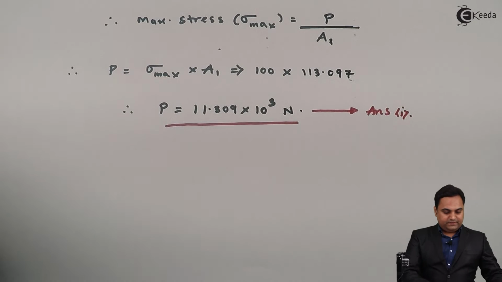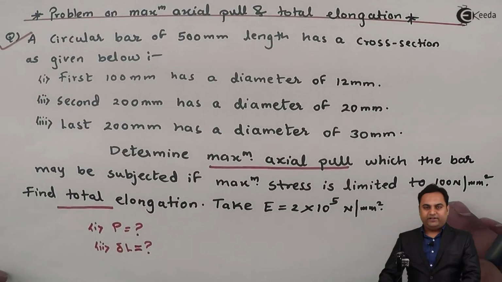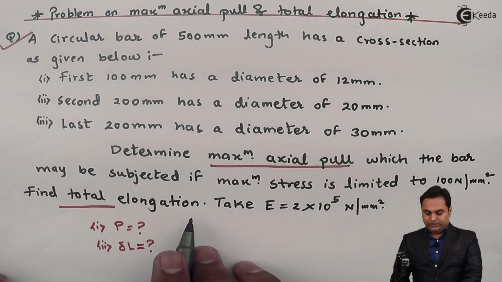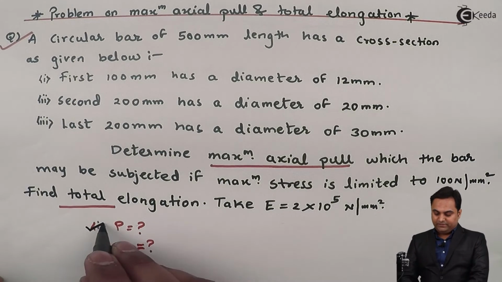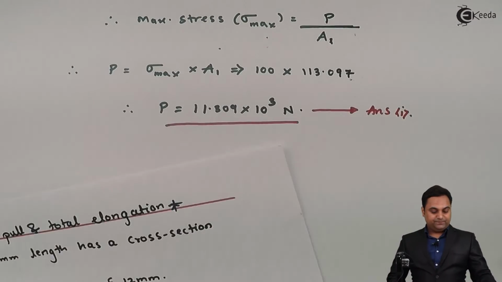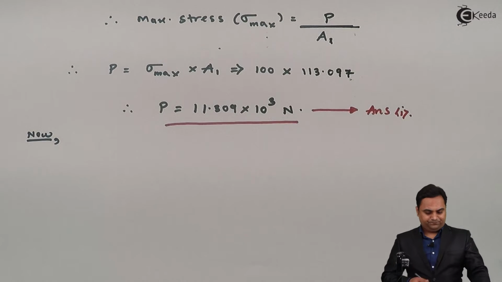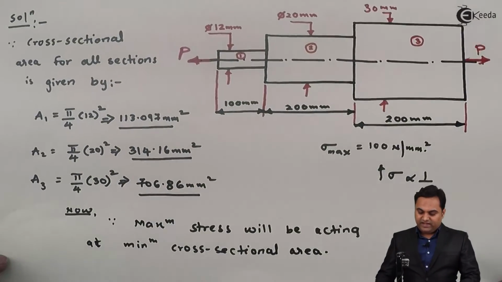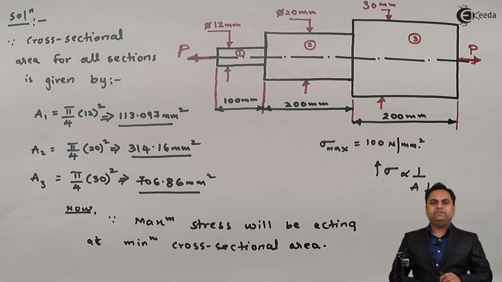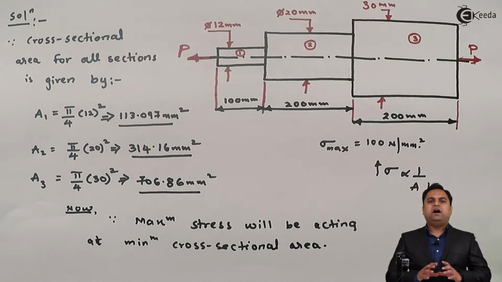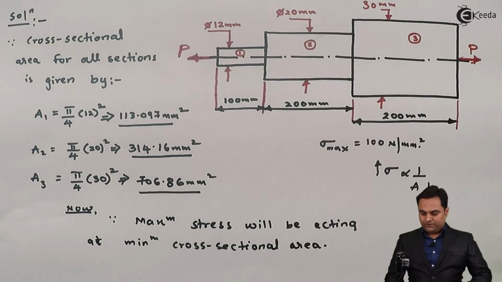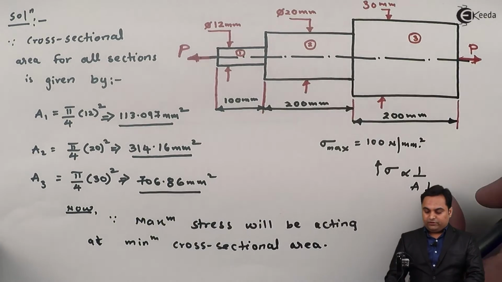Now, in this question we have to find out the maximum axial pull and total elongation. So the first part is over. We have calculated the maximum axial pull. Now total deflection. For total deflection, as we have a stepped bar, we will calculate deflection in the first section, second section and third section. After finding these three deflections, we are going to add them to get the total elongation of this bar. So let us start from the first section.